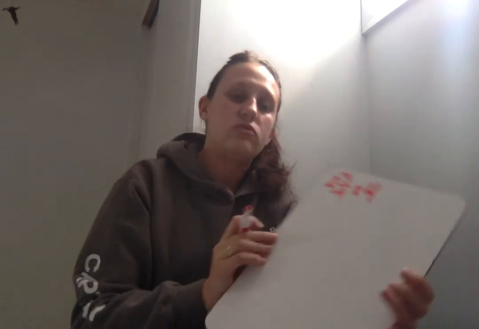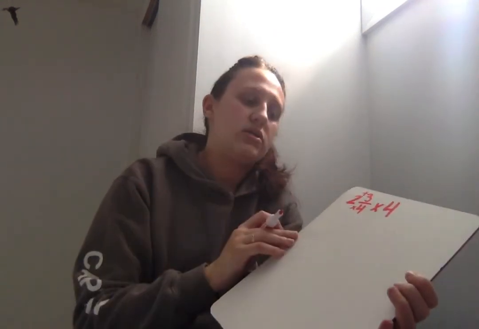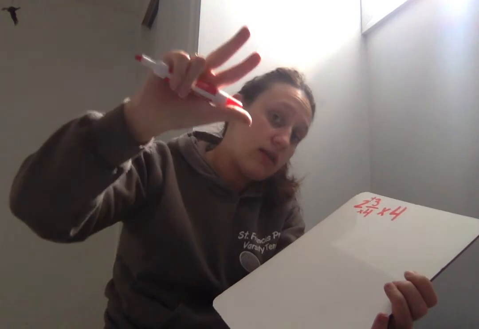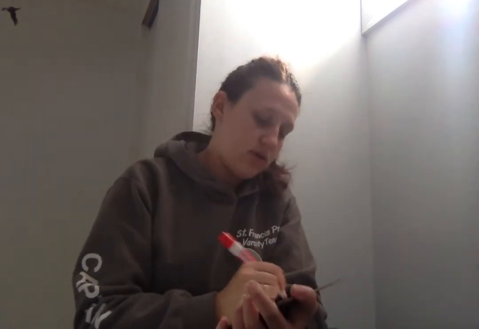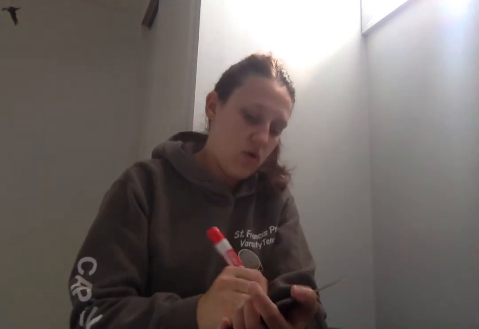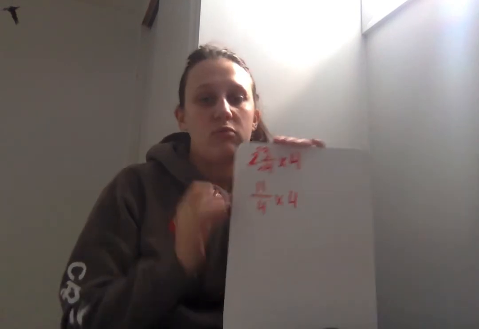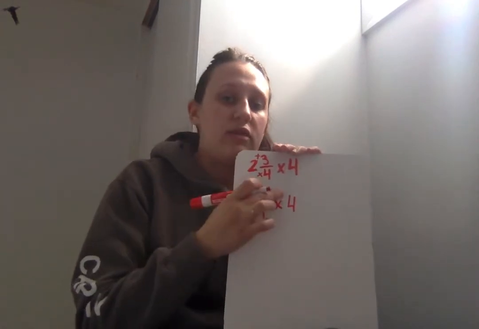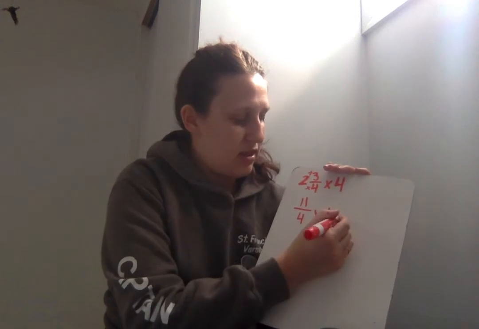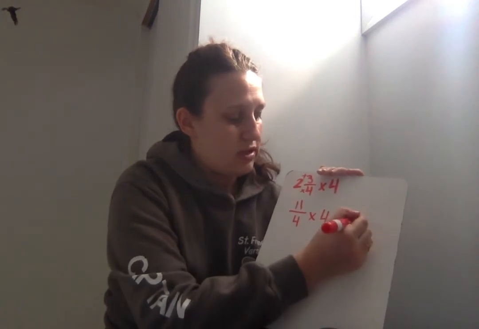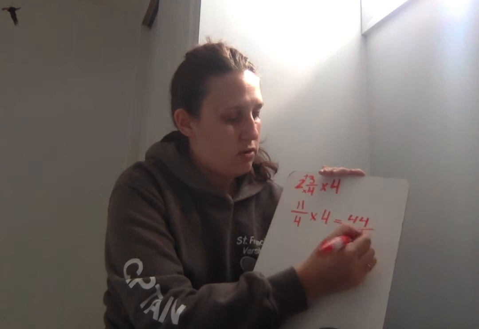4 times 2 is 8, plus 3 is 11. 11 over 4 times 4. And remember, we only multiply the top number by the 4. And that gives us 11 times 4 is 44. And we put that over 4.